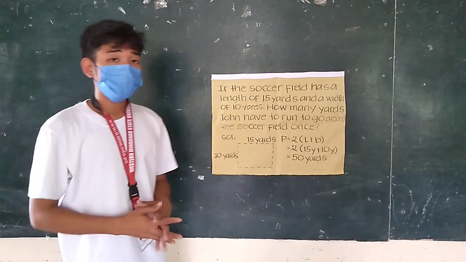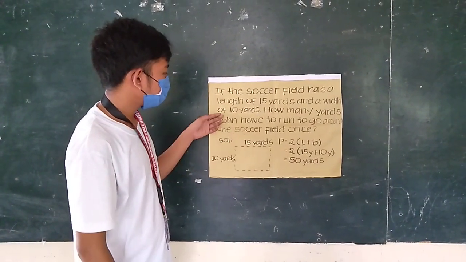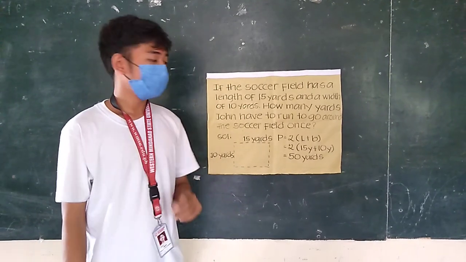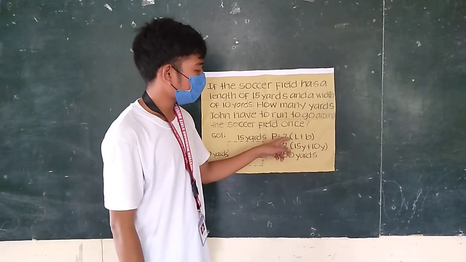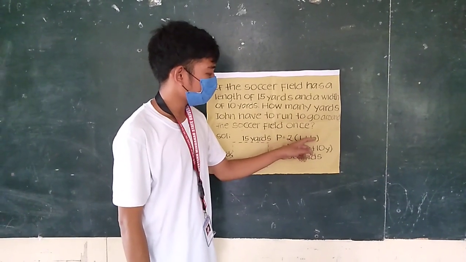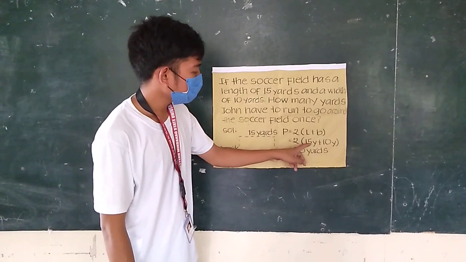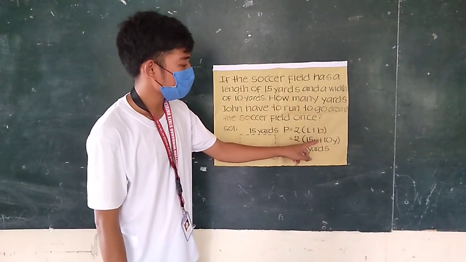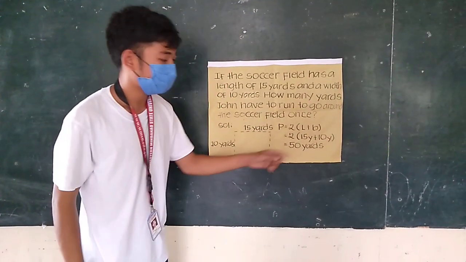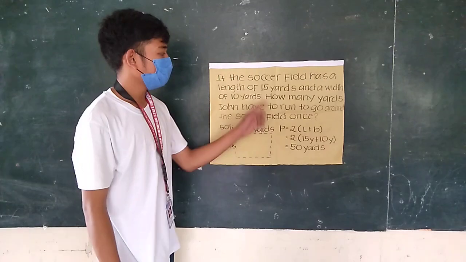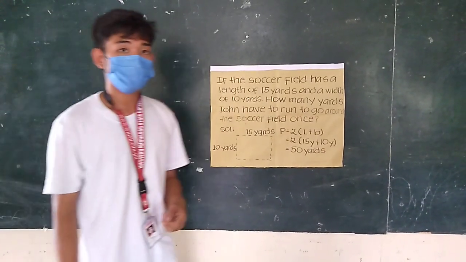Now, we all know that the formula for finding the perimeter of a rectangle is P equals 2 times (length plus base). So write the constant 2 times the 15 yards, which is the length, plus the 10 yards, which is the base. If we sum everything up, we have 50 yards. That is how many yards John has to run to go around the soccer field once.